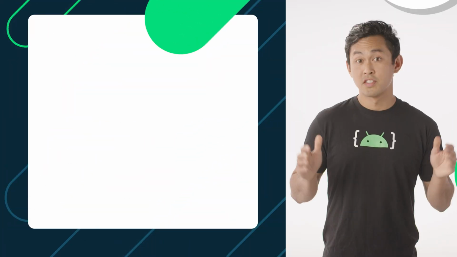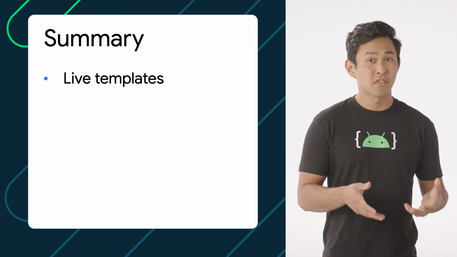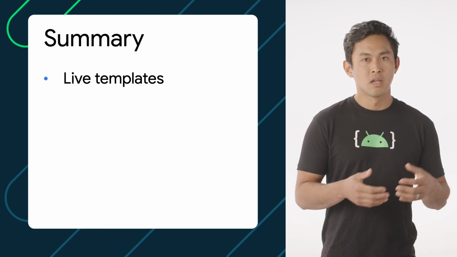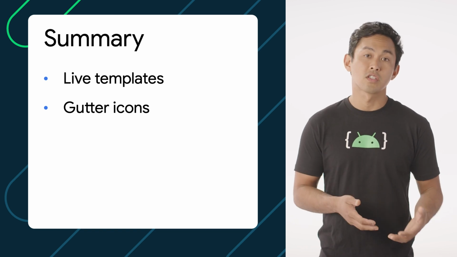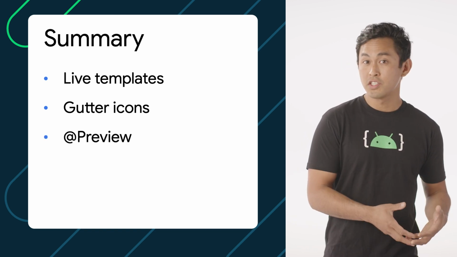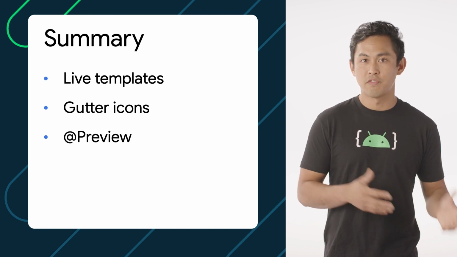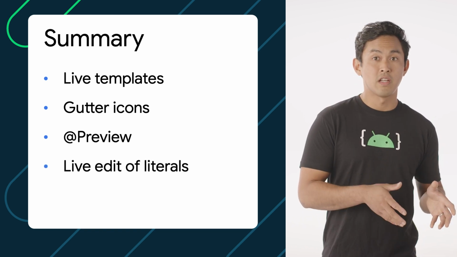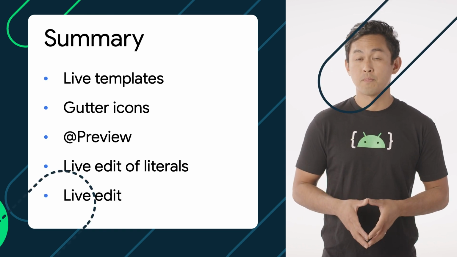And that's it. That covers a lot of the helpful tooling provided by Android Studio to help us develop apps much faster in Compose. To summarize, with live templates, we can insert common code snippets much faster using abbreviations. Contextual gutter icons allow us to quickly change things like images and colors. The at preview annotation allows us to see our composables without having to deploy the entire app to a device. Both the live edit of literals and live edit allow us to see code updates in real time.